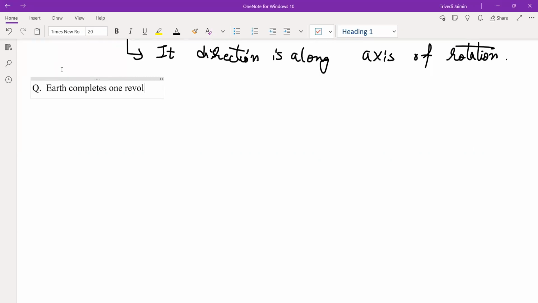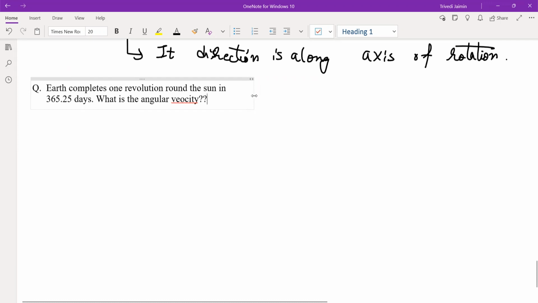Earth completes one revolution round the sun in 365.25 days. What is the angular velocity?